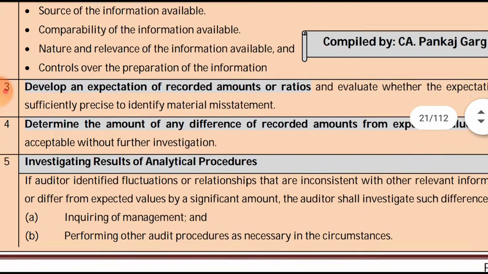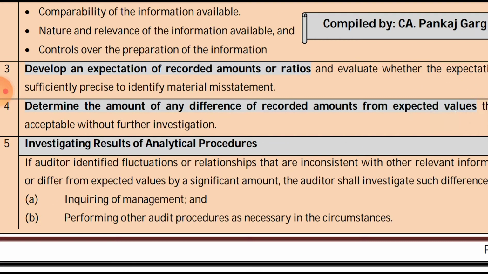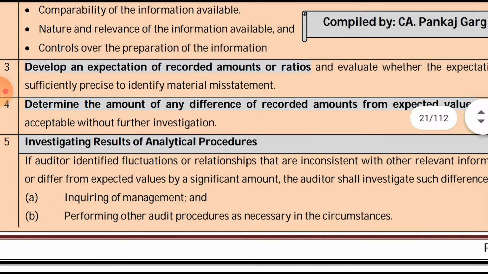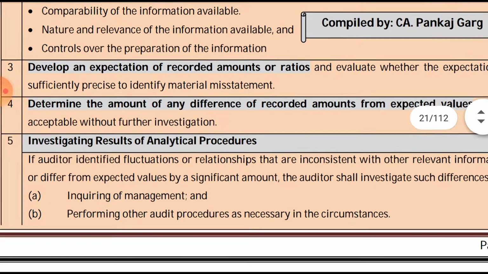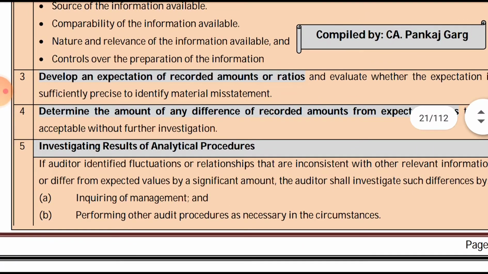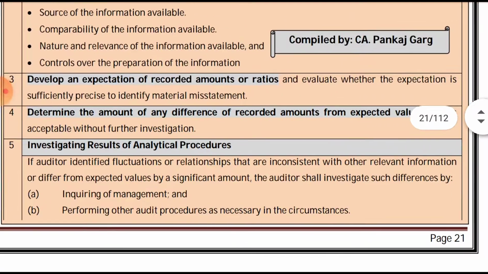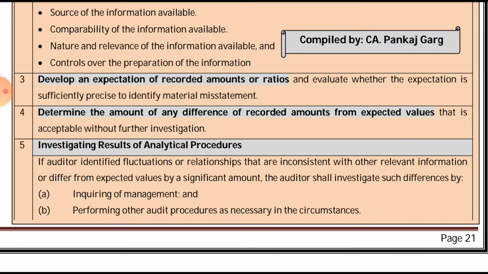Then, develop an expectation of the recorded amounts or the ratios. The auditor will develop an expectation of the recorded amounts and the ratios, and also evaluate whether the expectation is sufficiently precise to identify the material misstatement. Then find out the differences between the recorded amount and the expected value.